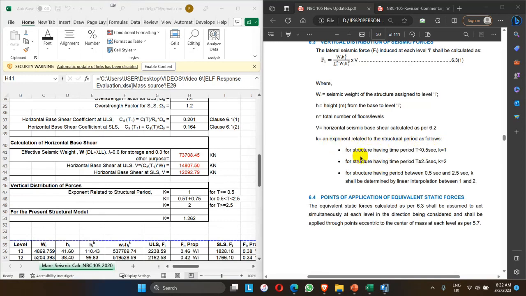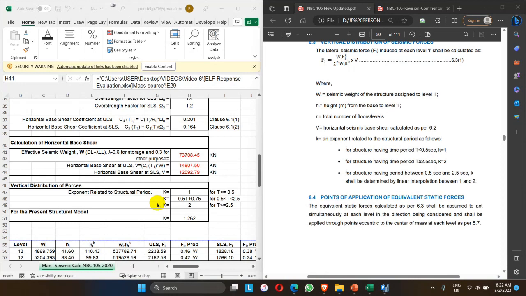For a structure having time period less than 0.5 seconds, the value of k is 1, and for the structure having time period greater than 2.5 seconds, its value is 2. And for the structure having modal time period between 0.5 second and 2.5 second, the value of k shall be determined by using the linear interpolation of the two values.